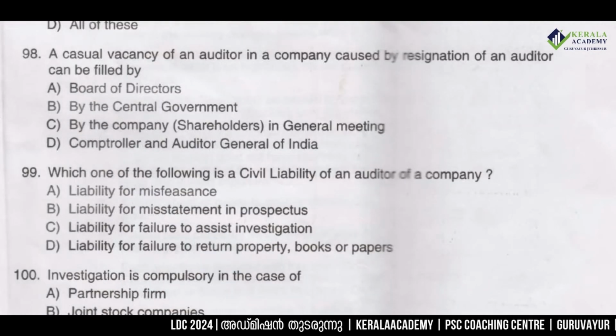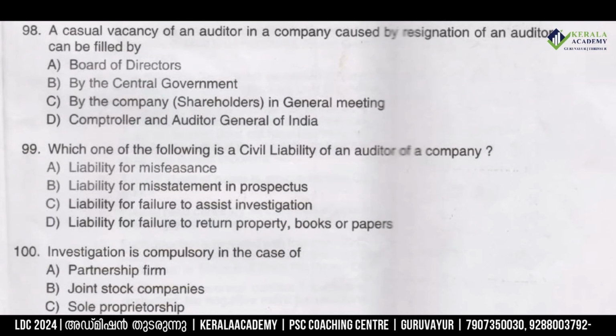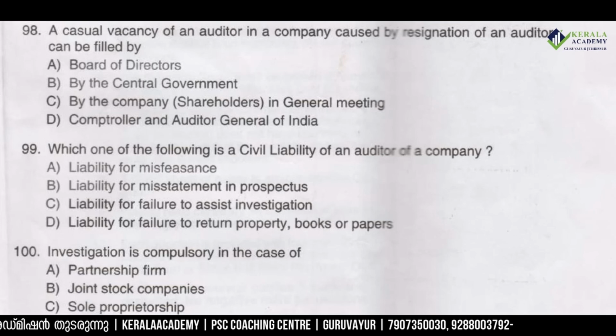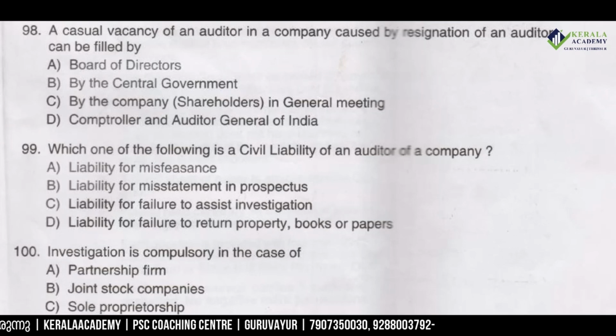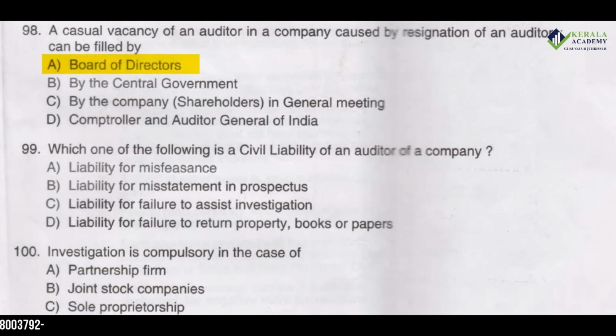A casual vacancy of an auditor in a company caused by a resignation of an auditor can be filled by board of directors, by the central government, by the company shareholders in general meeting, controller and auditor general of India. Correct answer option A, board of directors.